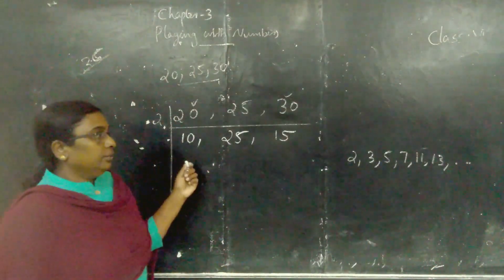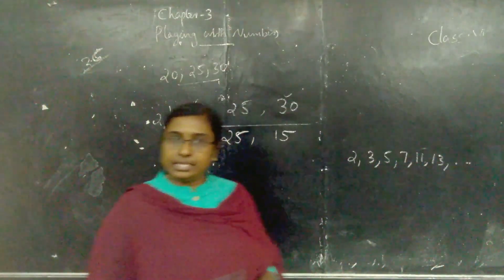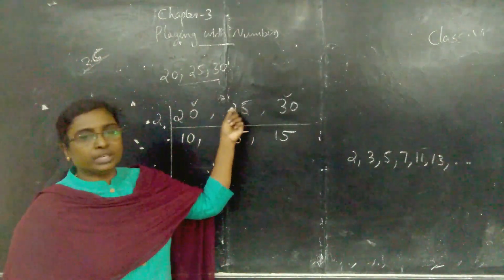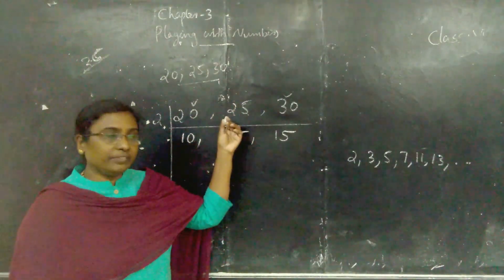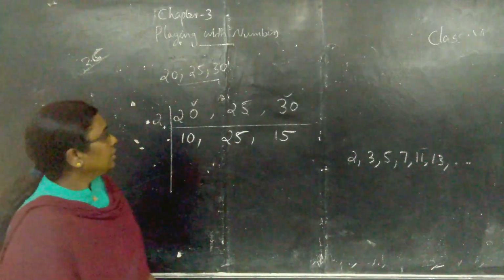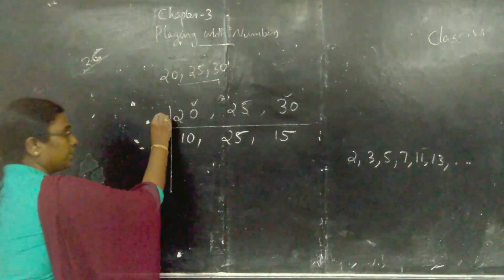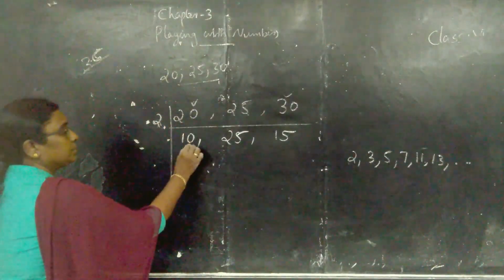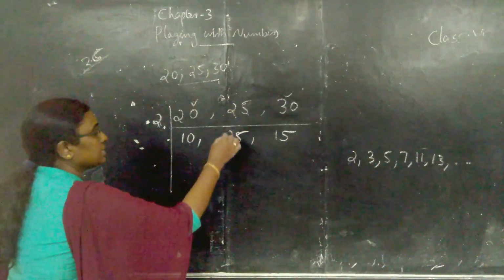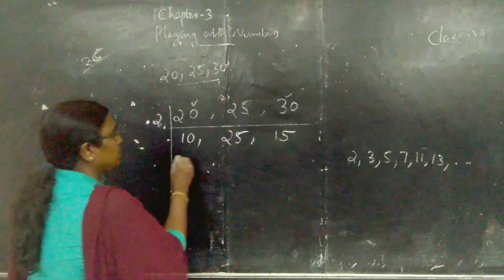Once again, you know the prime numbers: 2, 3, 5, 7, 11, 13, etc. First you check whether any one or two of the given numbers are divisible by the first prime number 2. Here 20 and 30 are divisible by 2. So write 2 here. Then divide 20 by 2, 10. 25 is not divisible by 2, so write 25 as such in the next row. Then divide 30 by 2, which is 15.